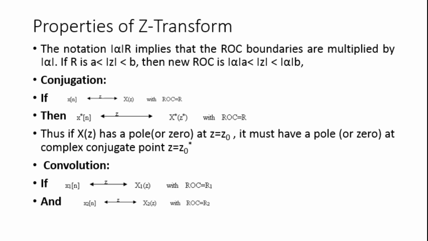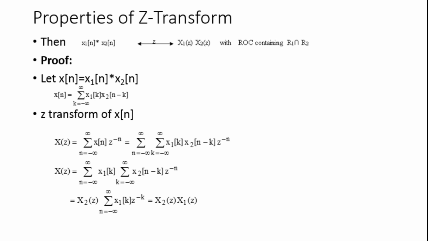Next property is convolution property. The statement is if the z transform of x1 of n is X1 of z with ROC equal to R1 and z transform of x2 of n is X2 of z with ROC equal to R2, then the z transform of x1 of n convolved with x2 of n is X1 of z into X2 of z with ROC containing R1 intersection R2.